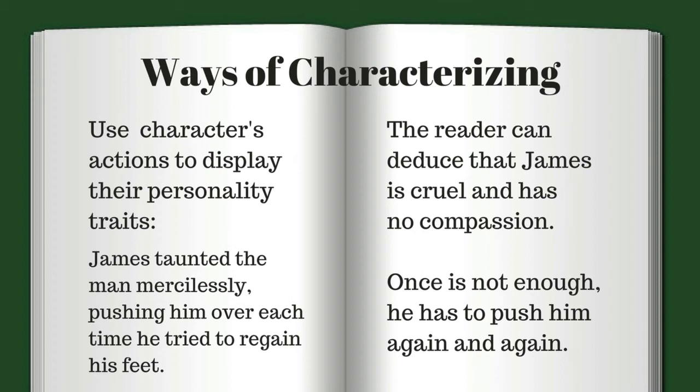James taunted the man mercilessly, pushing him over each time he tried to regain his feet. It's immediately apparent that James is not a nice man. He's cruel, he's got no compassion for the other, he doesn't like weakness, he has to push him again and again. In the reader's mind, this also sets the scene. What is James going to do in the future of this story?